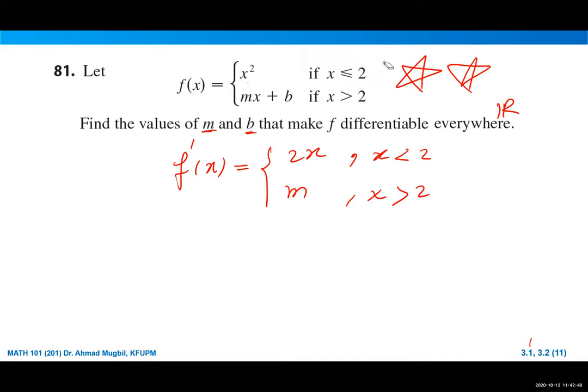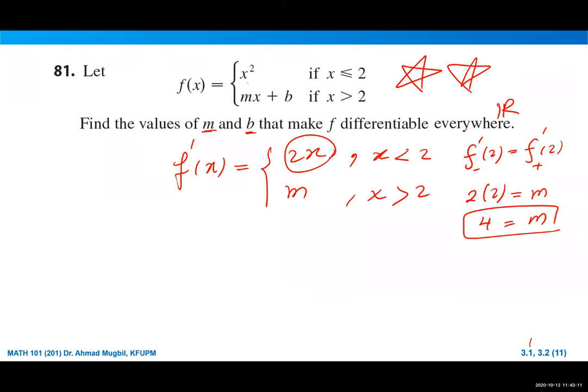So now you need to check at two. For this function to be differentiable, we should have the derivative from the left at two equal to the derivative at two from the right. So what does that mean? This means that at x equals two, this one here equals m. So this means that m equals what? Four. So it is easy to find m.